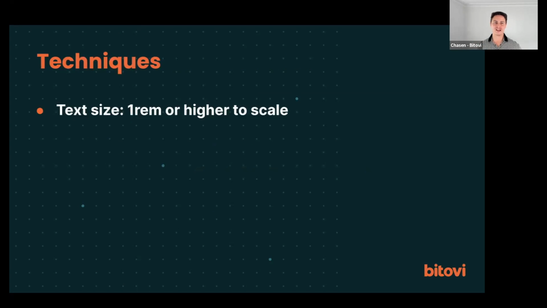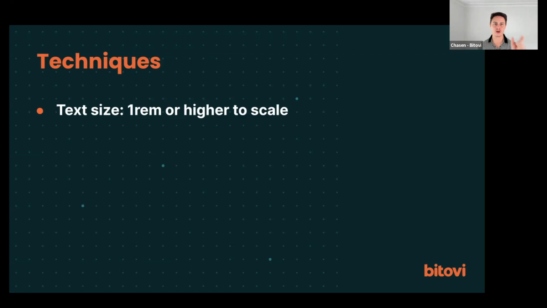Okay, so techniques. Text size. For your text, you want one rem or higher to scale. Your headings are going to be larger, other elements are going to be larger, but as your base font size, you want at least one rem. You can go higher, that's fine, but I think your minimum is one rem. We're not going to get into the details today because there are a lot of them, but you're going to see that I specifically suggest rem, and you'll see that in the exercises too.